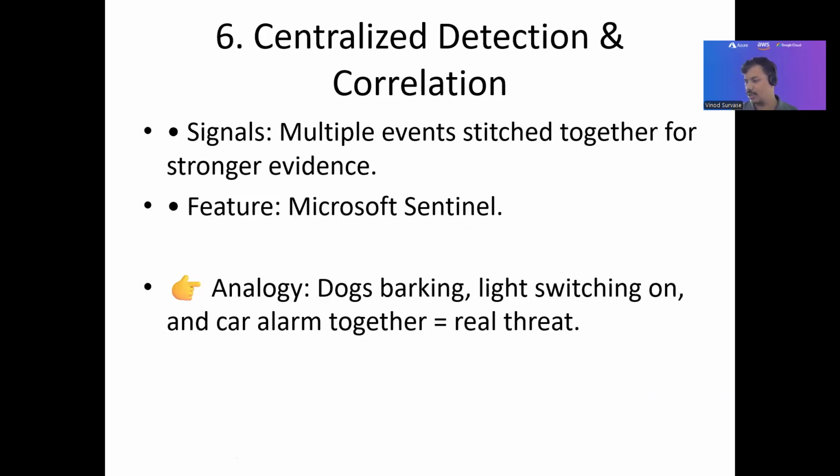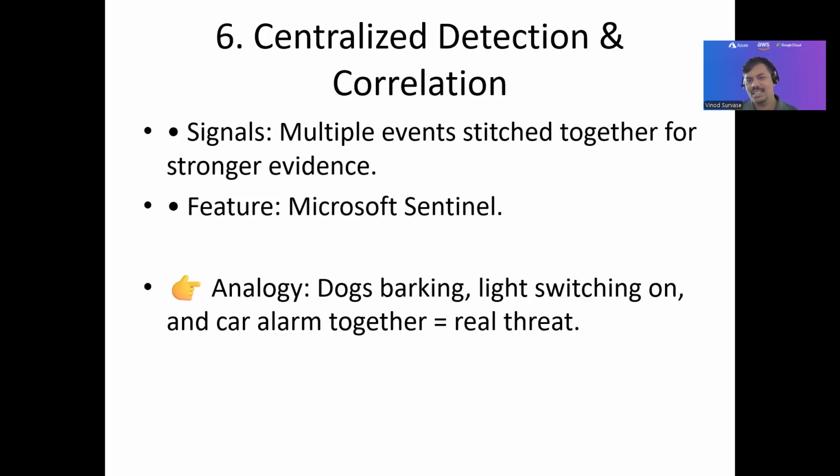So what are the controls that we want to deploy? And based on that, we can go ahead and deploy all the controls as well as the policies and everything together. Then a simple analogy is dogs barking, lights switching on, and a car alarm together, which is going to be a real threat, right? That means we get complete clarity saying that, okay, someone is trying to do something near the car, either trying to steal something or wanting to get into the car and run away, right?